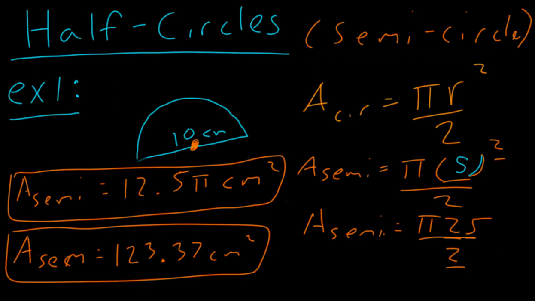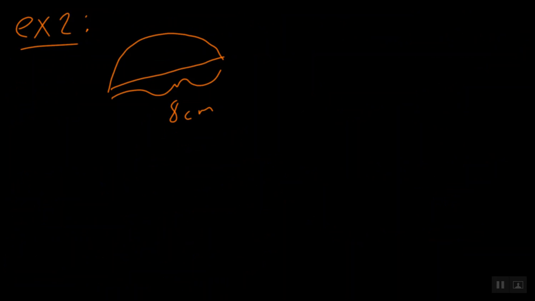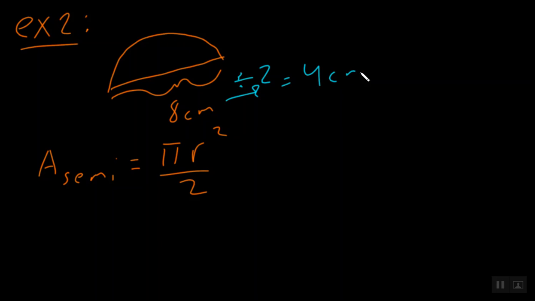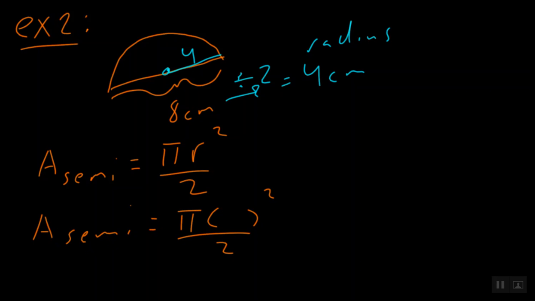All right, let's go see one more example. Okay, so here we have a semicircle where the diameter is 8 centimeters, and so let's just go ahead and use our formula very quickly. We know that the area of a semicircle is equal to pi r squared divided by 2. We know that our diameter divided by 2 is going to equal 4 centimeters, or just drawing this graphically, our radius is 4 centimeters, and this allows us to go ahead and plug this into the formula. Say, okay, the area of our semicircle is equal to pi times our radius squared all over 2.